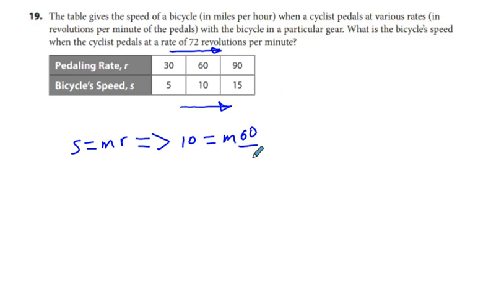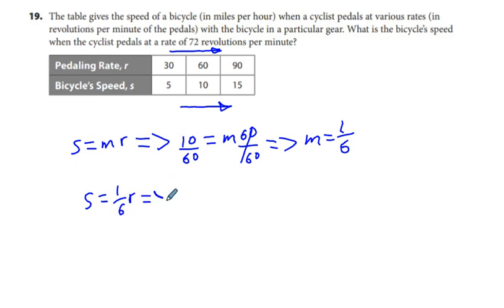So to find out what m is, if we divide both sides of the equation by 60, we get m is equal to the fraction 1/6. So that's going to be our slope, our rate of change. And if you can see, if we divide 30 by 6 or multiply 30 by 1/6, we get 5. Of course, 1/6 of 60 is 10, and 1/6 of 90 is 15. So I'm going to put the general equation here. S equals 1/6 of R.